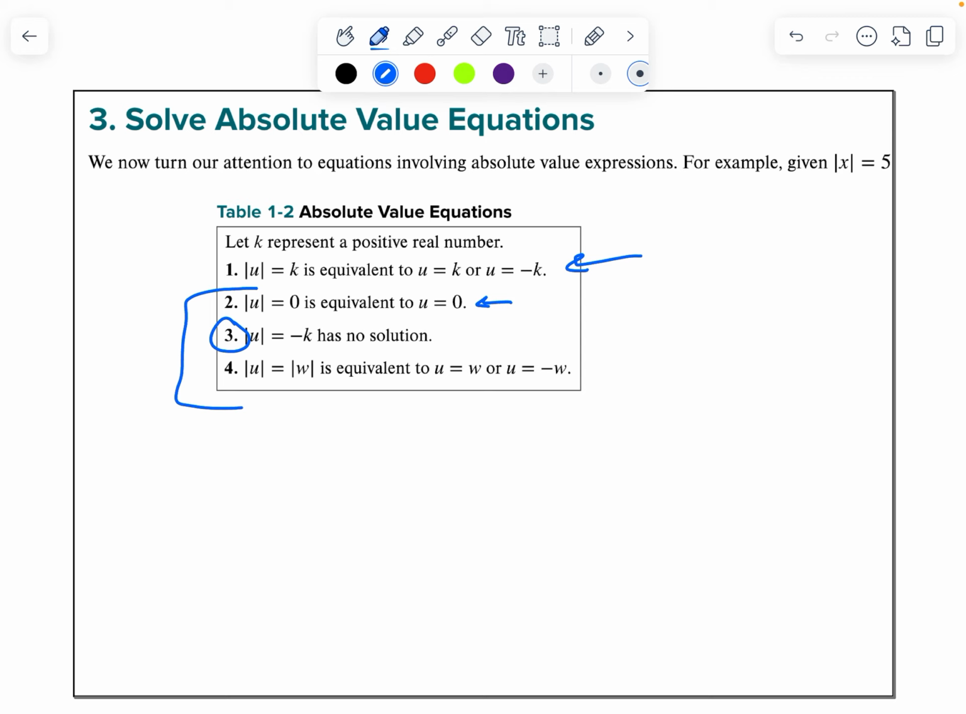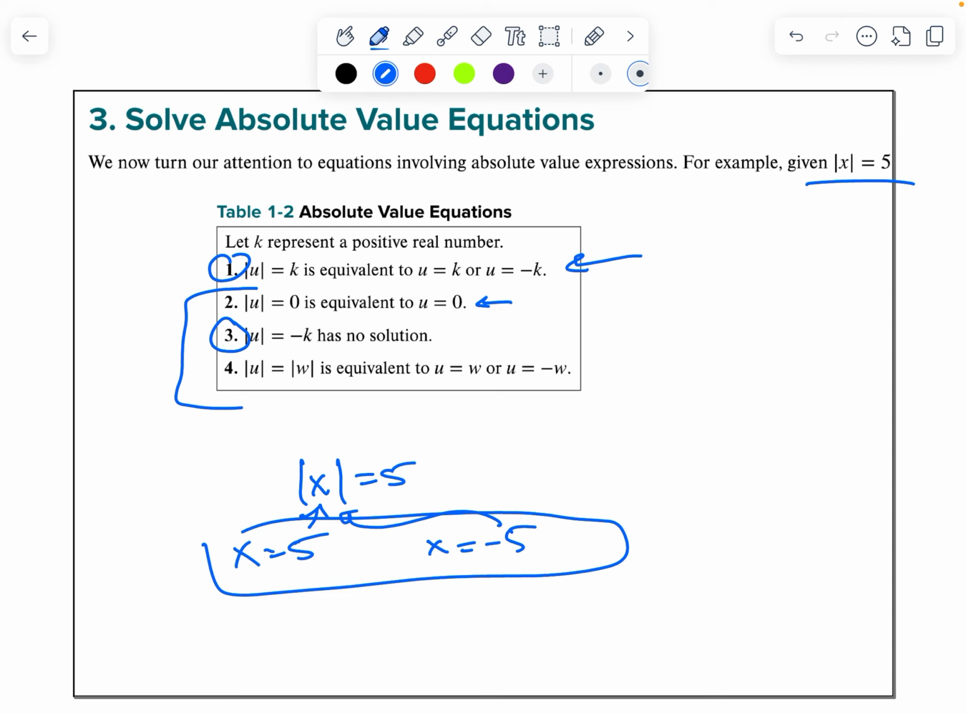But typically, if you're given something like absolute value of x equals 5, you're going to end up in a scenario like number 1, where if absolute value x equals 5, then either x equals 5 or x equals negative 5, because the absolute value of 5 is 5, and the absolute value of negative 5 is 5. So you end up with two solutions, typically, with absolute value equations. Now, with absolute value equations, you do want to go back and check your answers, because sometimes you have some that are extraneous, some that just don't work when you get to the end.